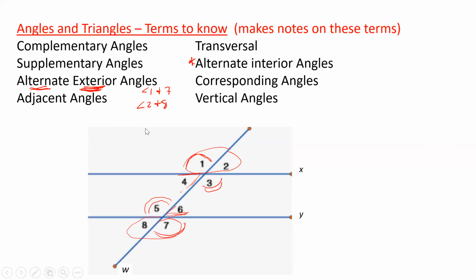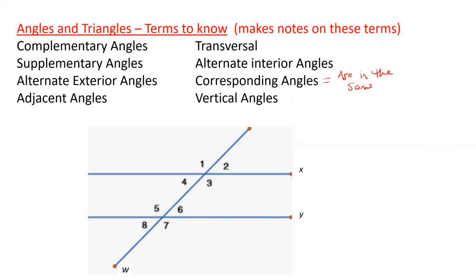Okay. All right. Now let's talk real quick about corresponding angles. Corresponding angles are angles that are in the same place on the parallel lines. For example, let's look at angle 7. Angle 7 is to the right of the transversal and below the parallel line, right? So it corresponds to angle 3. Angles 7 and 3 are in the same place on each of the parallel lines, okay?